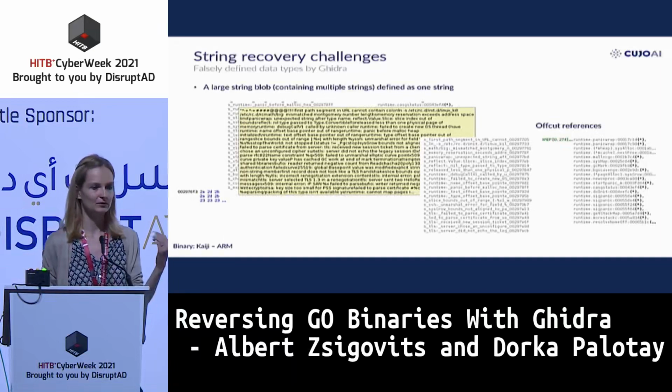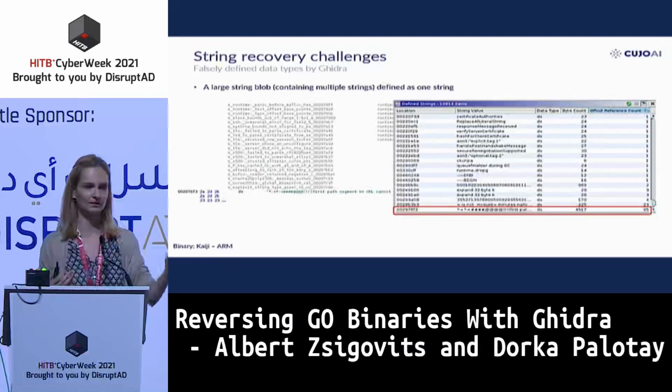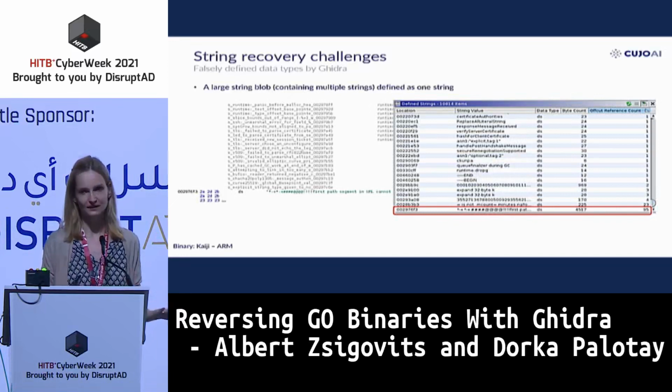So what can we do here? In this example, you can see that there are many off-cut references to that specific string. It means that there are references from the code to certain parts of the string, not the beginning but somewhere in the middle. So in the defined strings window, you can sort the strings based on the number of off-cut references. When you see something with multiple thousands of off-cut references, then you can safely undefine it, and then you will be able to create the smaller strings.